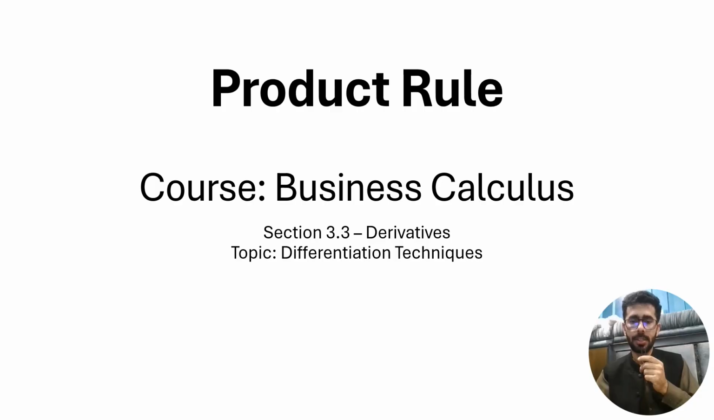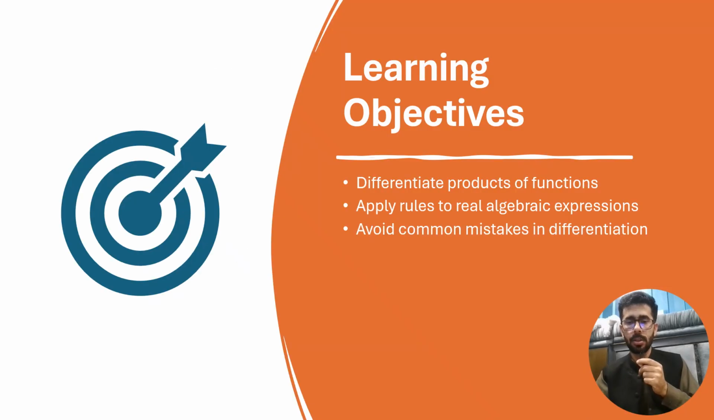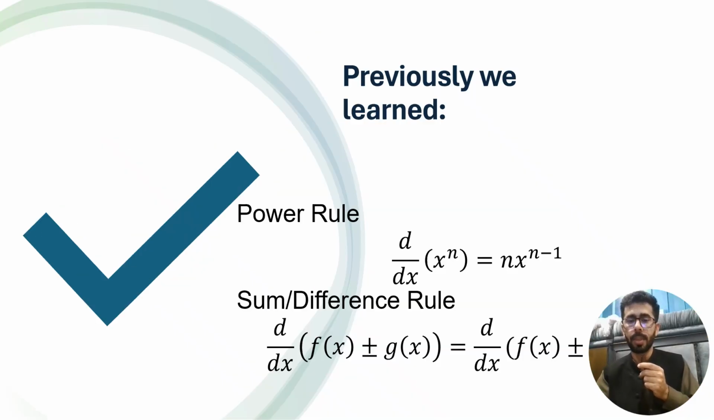We are at section 3.3 of our book, that's derivatives, with our topic differentiation techniques. Today we will be learning about the product rule. The aim and objectives for this short tutorial is that by the end of it you'll be able to find the derivative of two functions when they are multiplying together. You'll be able to apply these rules to any kind of algebraic functions, and you would know how to avoid common mistakes that students usually make while they do differentiation.